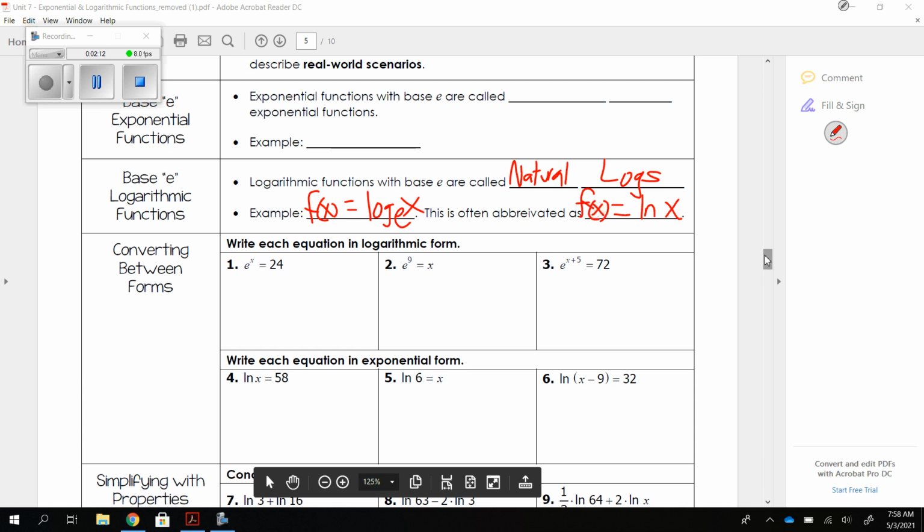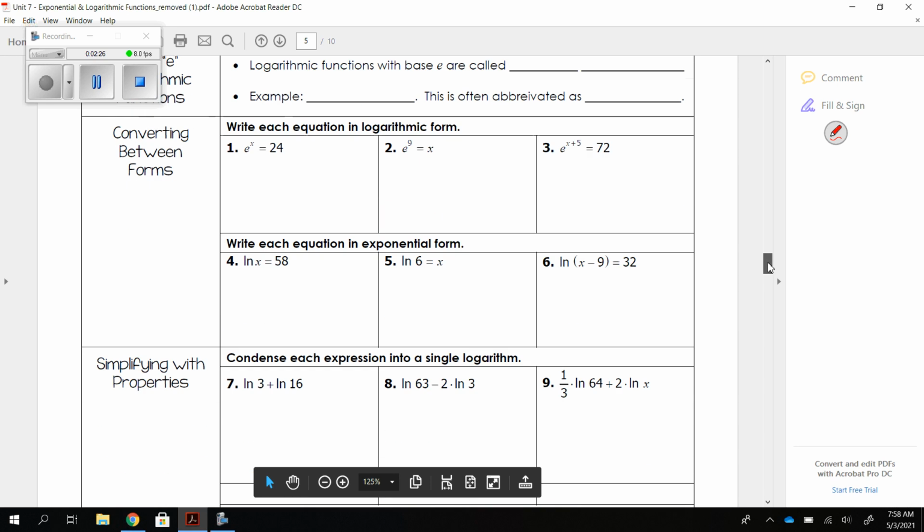And converting is kind of like what we did on that last test. Converting is still the same. You'll see how we're going from exponential equation to log form and log form to exponential form. I'm only going to do a couple of each because, again, this is your assignment.